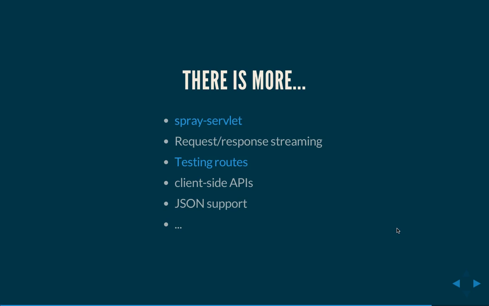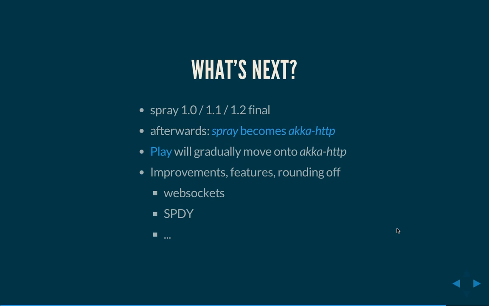I could talk about request or response streaming, or how you are able to test your routes. We have a test kit that enables you to test your routing structure without having to fire up actors. So you can do very fine-grained tests, which is very valuable and important. We haven't seen the client-side APIs. There's something we could get into, but I invite you to check out the documentation for that. And there's JSON support and all kinds of other things.